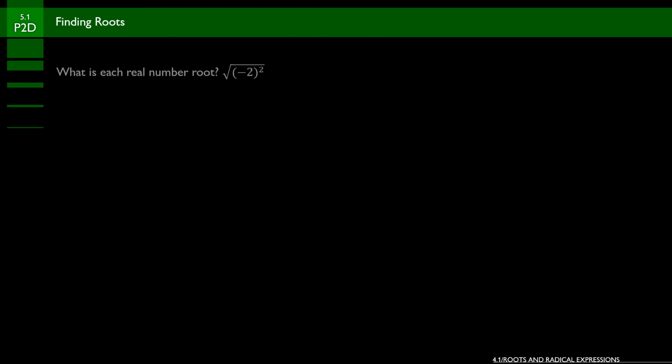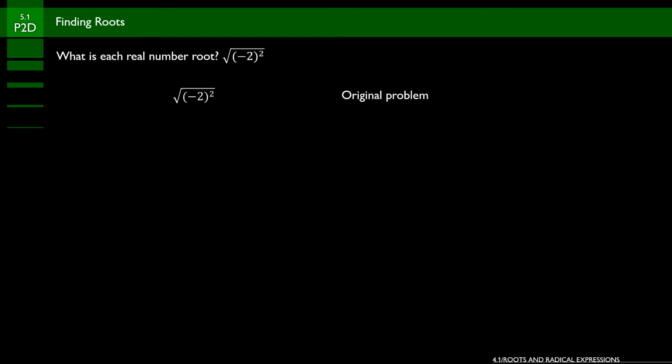In problem number 2d, we're given the square root of negative 2 squared. Now, before you write this off and say that there can be no solutions, you've got to work out the radicand first. So use order of operations. Negative 2 squared is 4. So we're really being asked, what is the square root of 4? Square root of 4 is 2. So there's your solution.